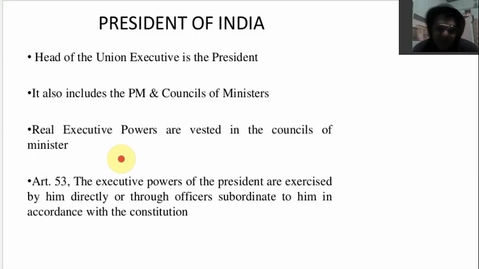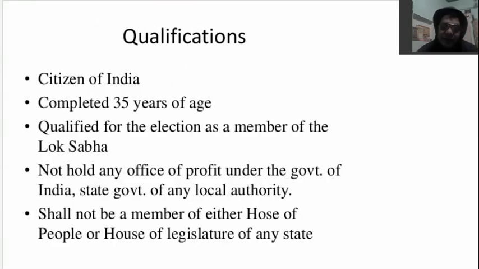Article 53 says that the executive powers of the president are exercised by him directly or through officers subordinate to him in accordance with the constitution. So the work of the president is limited to approval of the decisions that have already been taken by the Council of Ministers. In India, we have a parliamentary system of government, not a presidential system. He is only the formal head.